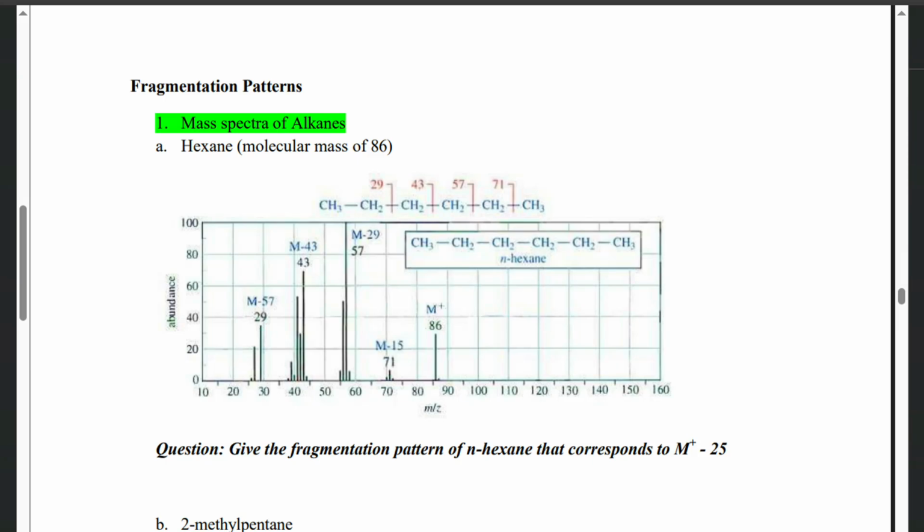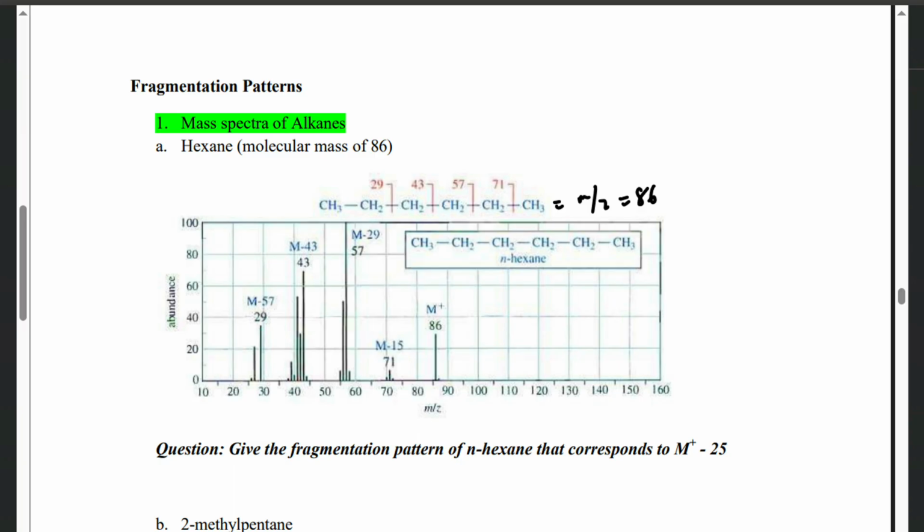All right, so fragmentation patterns. Now let's look at the mass spectrum of alkanes. Here is a given compound. We have hexane. The molecular mass, the m/z value, is 86, right? Basically, fragmentation in alkanes can occur at any point. It's important to note that.